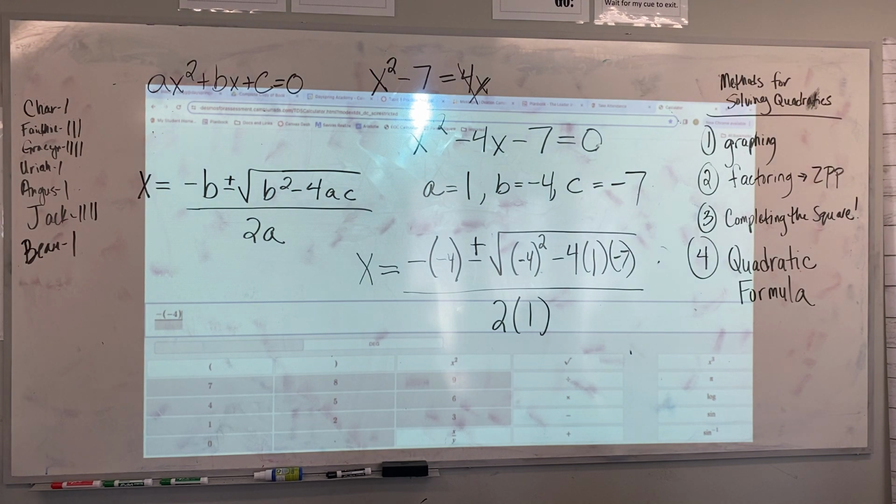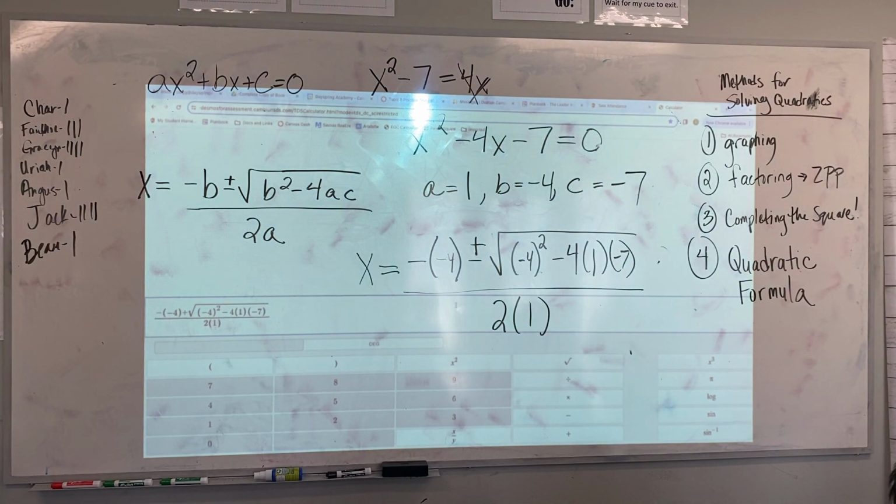Okay, so -4, I'm gonna put plus, and then the square root of -4 squared minus 4 times 1 times -7. Thank you. See how we can mess this up if we don't plug it in the correct way. And then on the bottom is 2 times 1. Did I have to put 2 times 1? Could I just put 2? Yes. If you want to simplify parts of it, you can, but you don't need to.